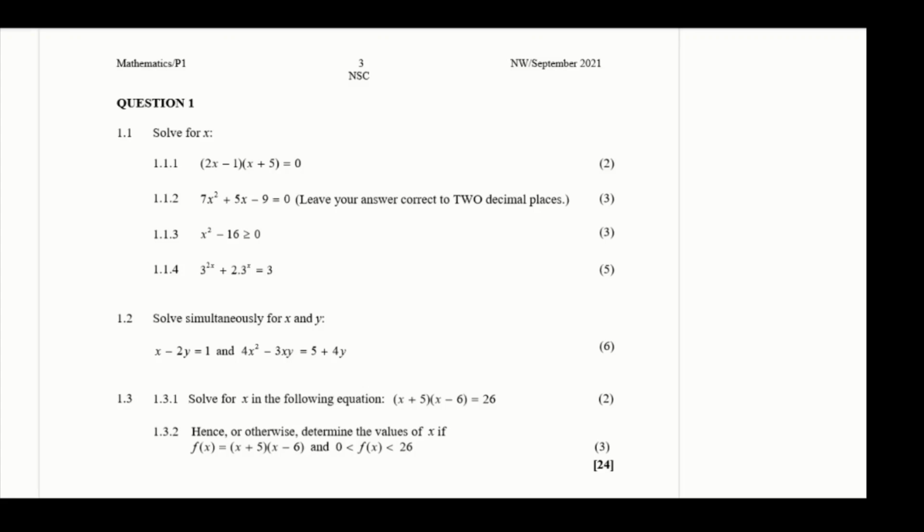Question 1. We are asked to solve for x in 1.1.1. We have (2x minus 1)(x plus 5) is equal to 0.